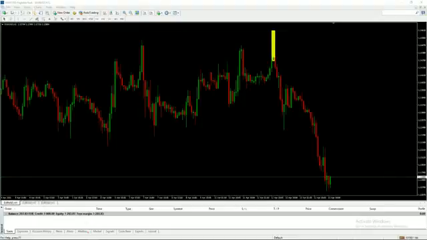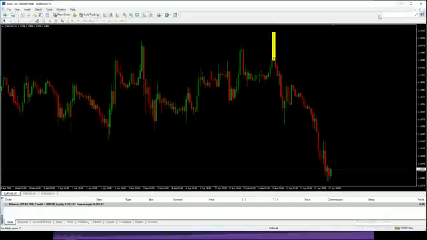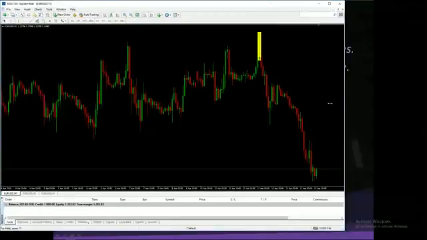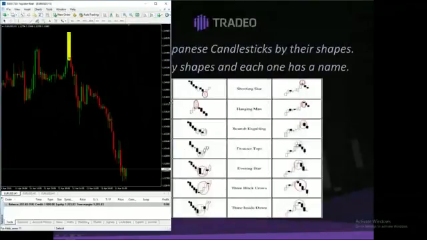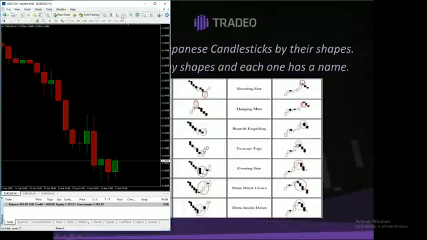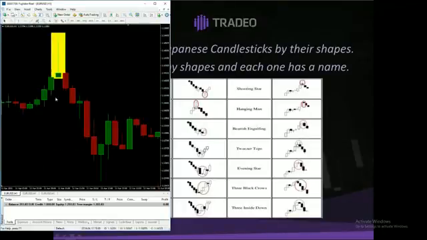So as we can see over here, the highlighted candlestick. Let's minimize this and go. Okay, this is what we're looking at. As you can see, inverted hammer is exactly what happened over here. We'll zoom in a little bit so you guys can see. Okay, you guys can see it's an inverted hammer.